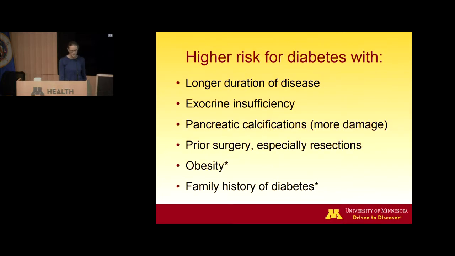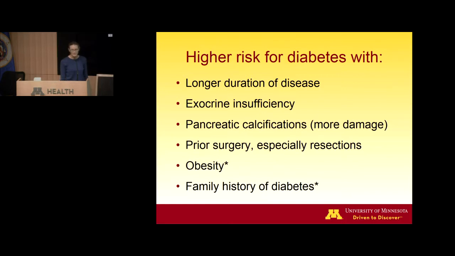We certainly know that people who have had the disease longer are at higher risk. If they have exocrine insufficiency, there is a correlation between that and diabetes, because the exocrine insufficiency is just a marker of more damage to the pancreas. Pancreatic calcifications, again, are a marker of more damage. People who have had surgery, especially if they have part of their pancreas taken out and don't have their islets transplanted, are at higher risk. And then there are things that we think of as increasing risk for type 2 diabetes, obesity and a positive family history of diabetes.